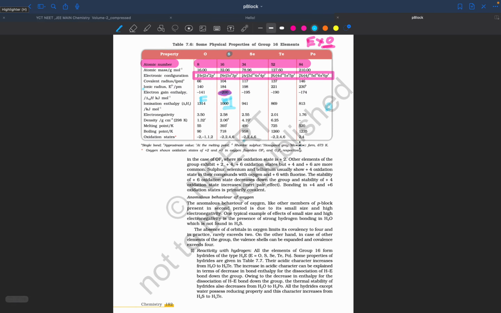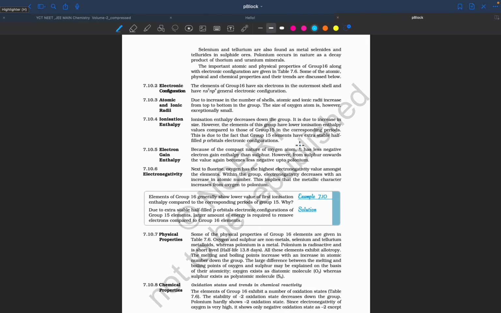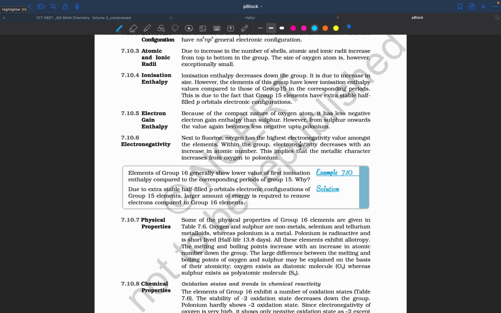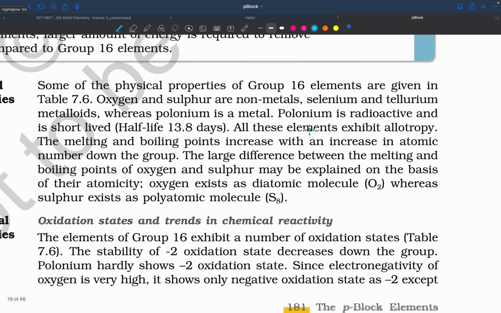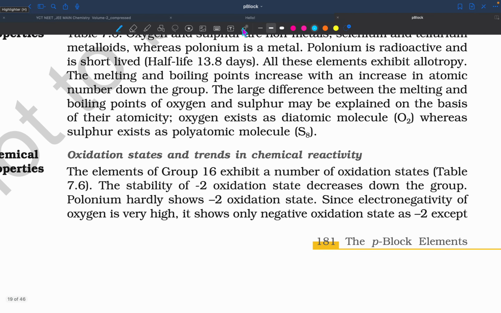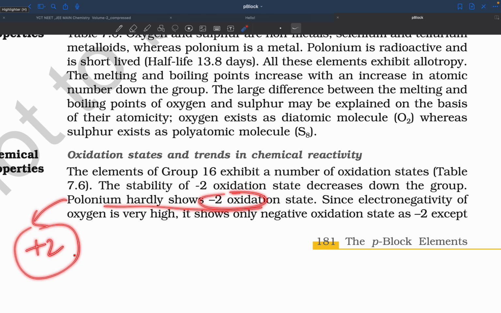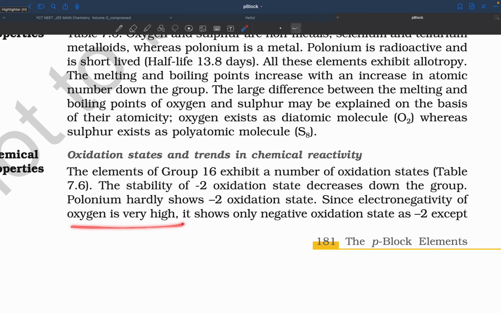Okay, right. Where do we have it? Oxidation numbers, chemical properties, electron gain enthalpy. Yeah, here is the oxidation number. I'll read this one. You can see here the oxidation states and trends in chemical reactivity. The elements of the 16th group exhibit a number of oxidation states. The stability of the -2 oxidation state decreases down the group. Polonium hardly shows -2 oxidation number. Polonium, being a metal, shows only +2 oxidation number. Since the electronegativity of oxygen is very high, it shows only negative oxidation number.